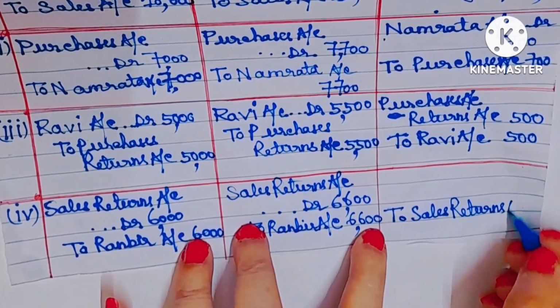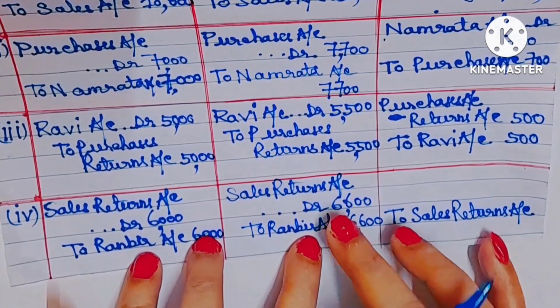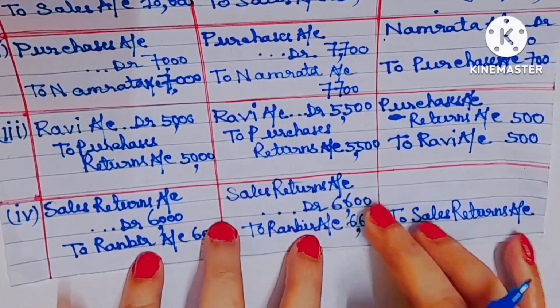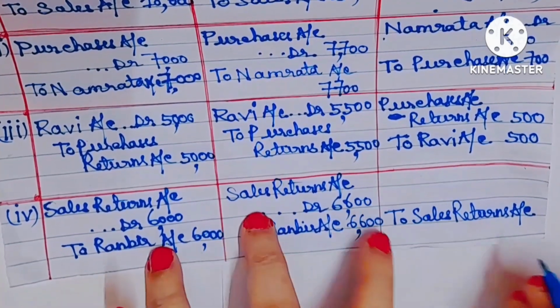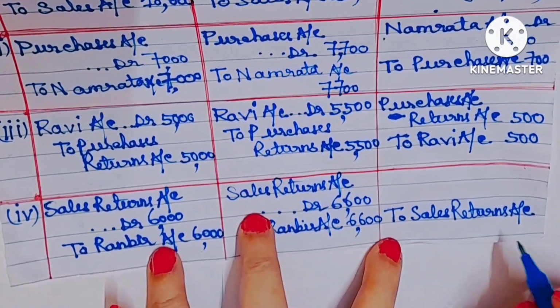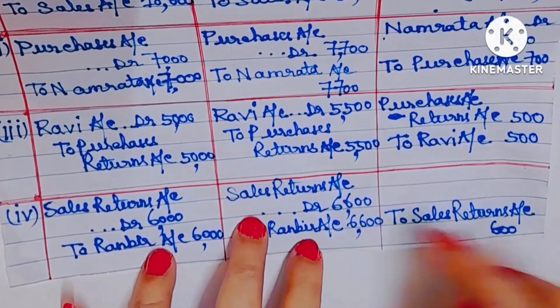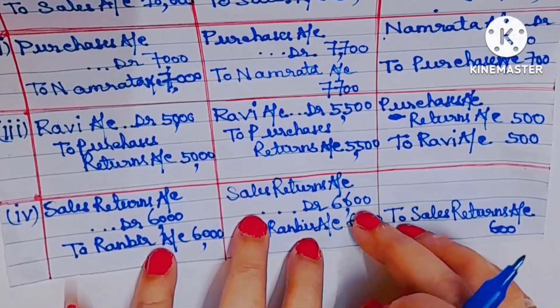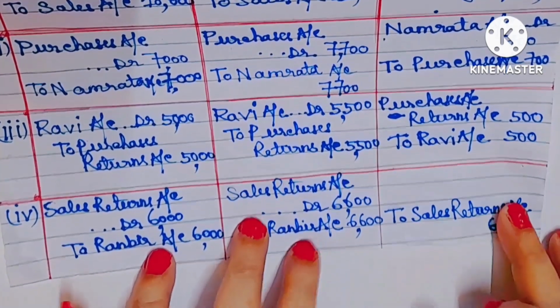Sales returns account. Please remember, sales returns account is on the debit side. So if you reverse the entry with the differential amount, that is 600, rupees 600 will be decreased. So if you write sales returns account with rupees 600, the differential amount, automatically the 600 on the debit side, that 600 will be cancelled. This is the rule in accounts.